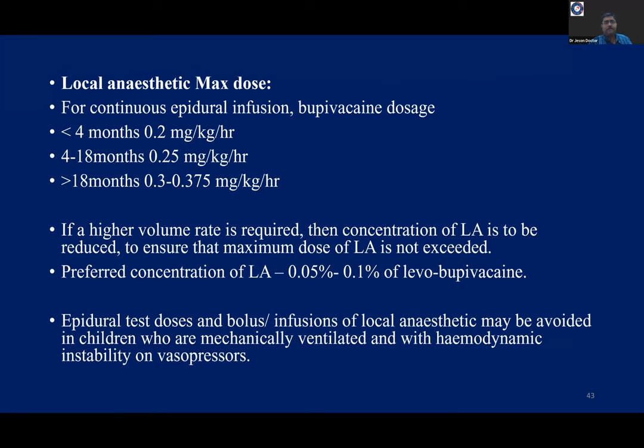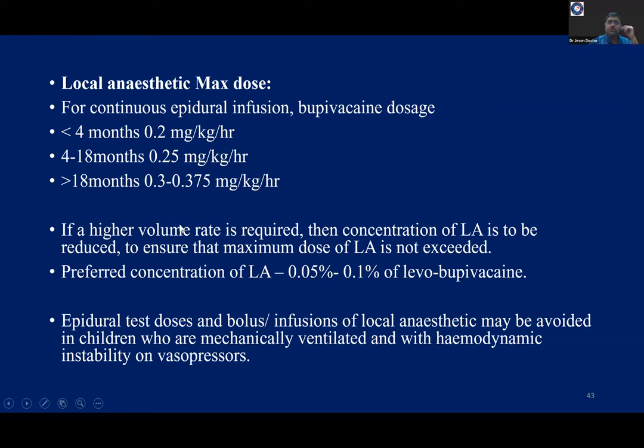When you give local anesthetic as a bolus, bupivacaine is 2 milligram per kilo. For continuous epidural infusion, the dosage of bupivacaine in children less than 4 months is 0.2 milligram per kilo per hour. Between 4 to 18 months it is 0.25, and more than 18 months it is 0.3 milligram per kilo per hour. At no point of time should your hourly infusion exceed 0.3 milligram per kilo per hour, in a child around 1.5 to 2 years of age.